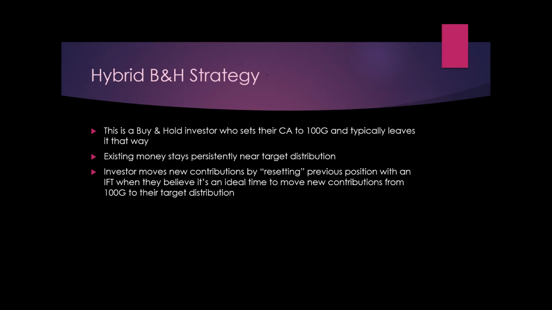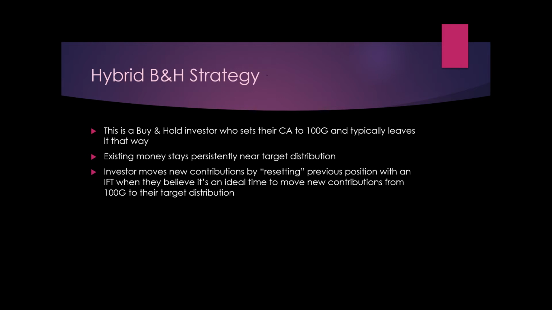So, if you're at 65C, 35S, you make some contributions over the course of a couple months, and then you see a dip come. You stay in the 65, 35 with your existing pot, but when the prices fall, you take advantage of that by moving the money from your new contributions that went to 100% G into that same 65C 35S position by doing another interfund transfer to reset your position back to 65C 35S.